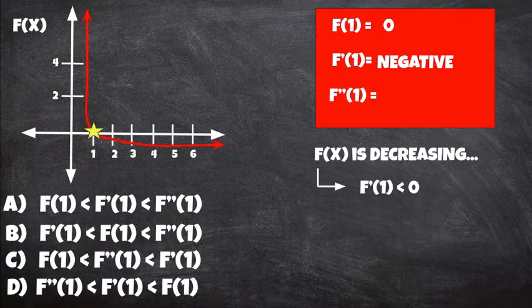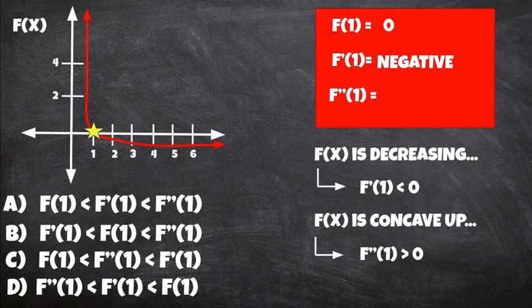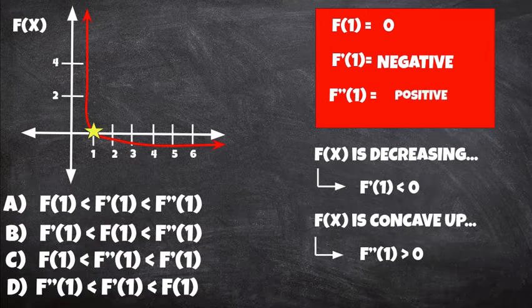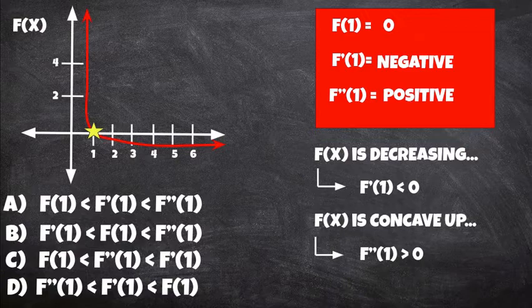Next, you look for what the slope of the derivative is, or what its concavity is. In this case, f of x is concave up, which means f double prime of 1 is greater than 0. Well, that means that this point is positive. Then you just put it in order: negative, 0, positive, and your answer is B.